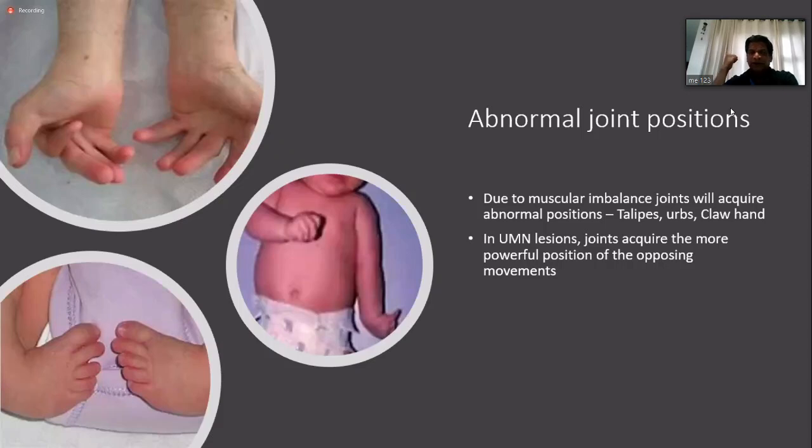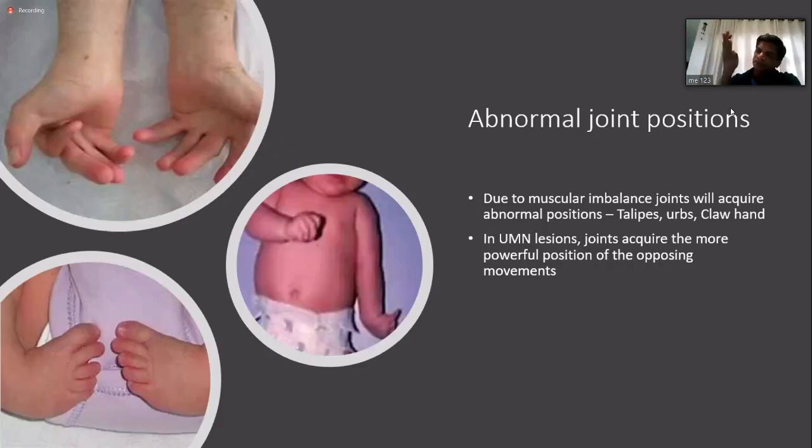Which is the elbow joint, the flexion and extension. Flexion or extension is stronger? Flexion is stronger than the extension, right? Flexion is stronger than extension. In the wrist, it is flexion more than the extension. In the fingers, it is flexion more than the extension.